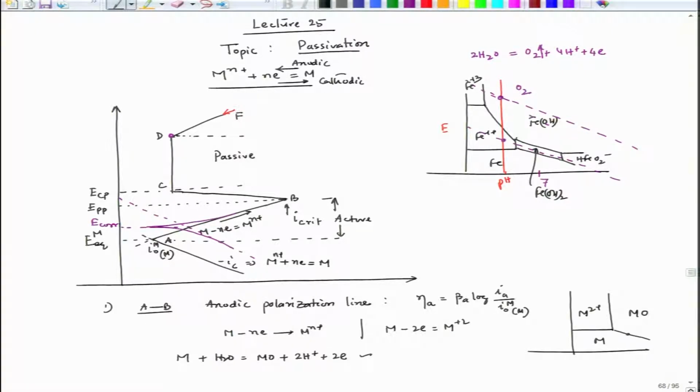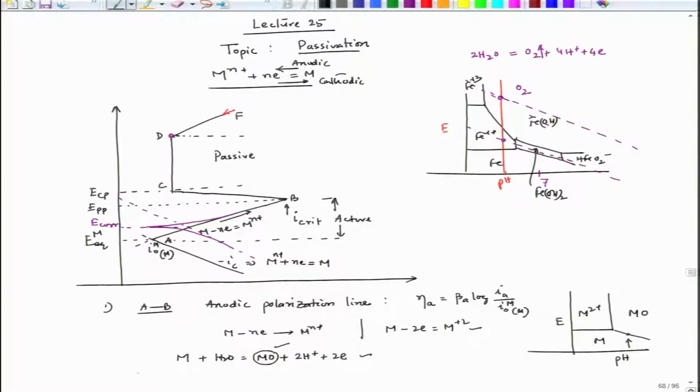Now, this particular line corresponds to this particular equation, which is potential as well as pH dependent. So, there is a possibility for the formation of metal oxide, and this metal oxide is forming as we are going higher, because we are taking the potential in the positive direction, because we are going in the anodic side. So, if we take the potential in the anodic side, we are increasing this reaction. At the same time, there is a possibility for the formation of MO.